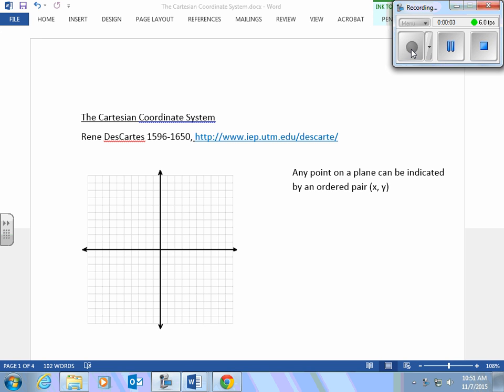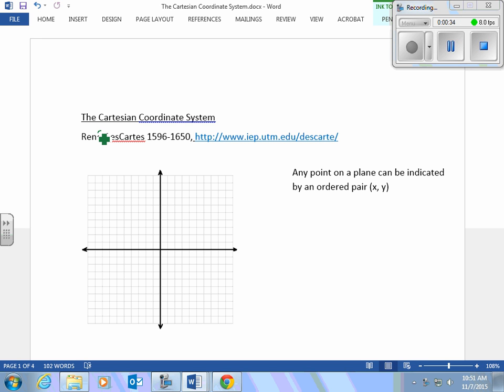In this lesson, we're going to have an introduction to the Cartesian coordinate system, which you might know by different names, but it's named after René Descartes, 1596 to 1650. If you want to look him up, he was a philosopher and mathematician who had a lot to contribute to the development of mathematics, and the Cartesian plane or the Cartesian coordinate system is named for him.